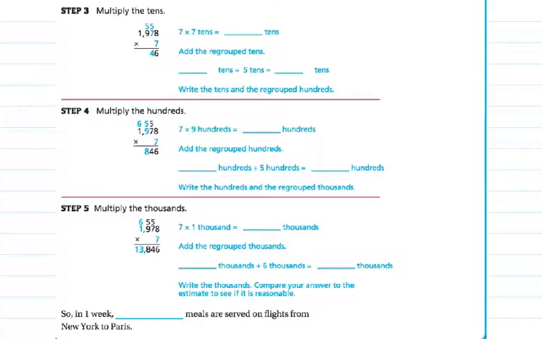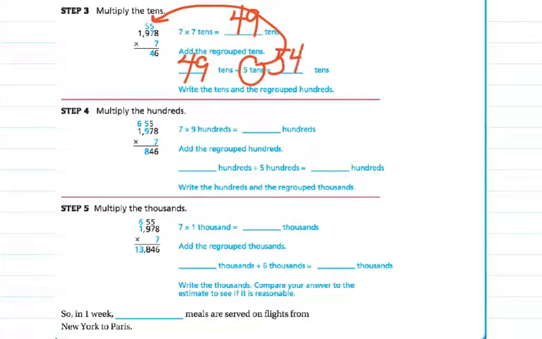Next, step 3, we're going to multiply the tens. So we're going to do 7 times 7 is 49 tens. We're going to add the regrouped tens, so 49 tens plus the 5 tens that were there, and that gives us 54 tens. So we are going to write the 4 tens, and we're going to regroup the hundreds to the next place value, which is the hundreds place value.